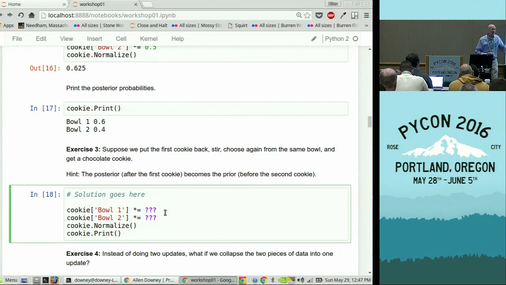I'm going to multiply by two new likelihoods, which is the likelihood of a chocolate cookie. What's the likelihood or probability of getting a chocolate cookie from bowl 1? If I remember right from the statement of the problem, bowl 1 is 1/4 chocolate, and bowl 2 is 50% chocolate. So those are my two likelihoods. Renormalize, and then print the distribution.